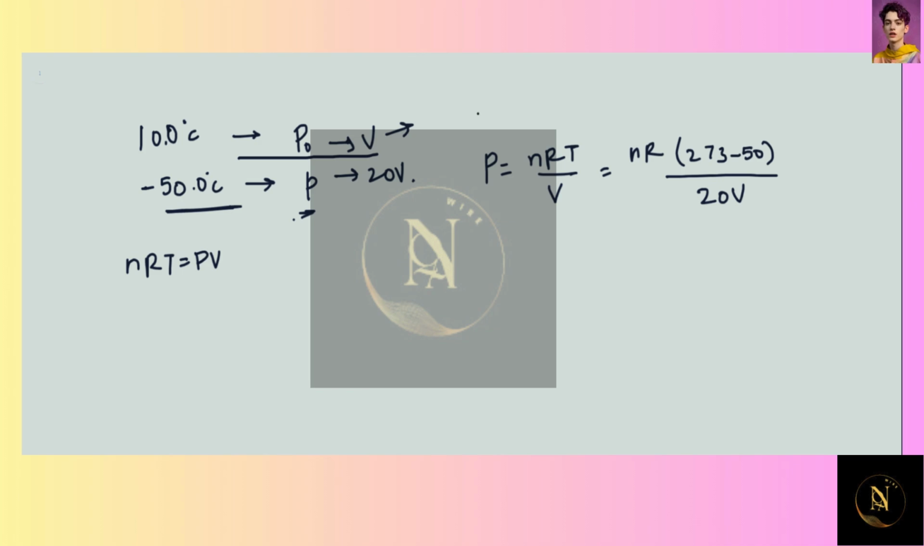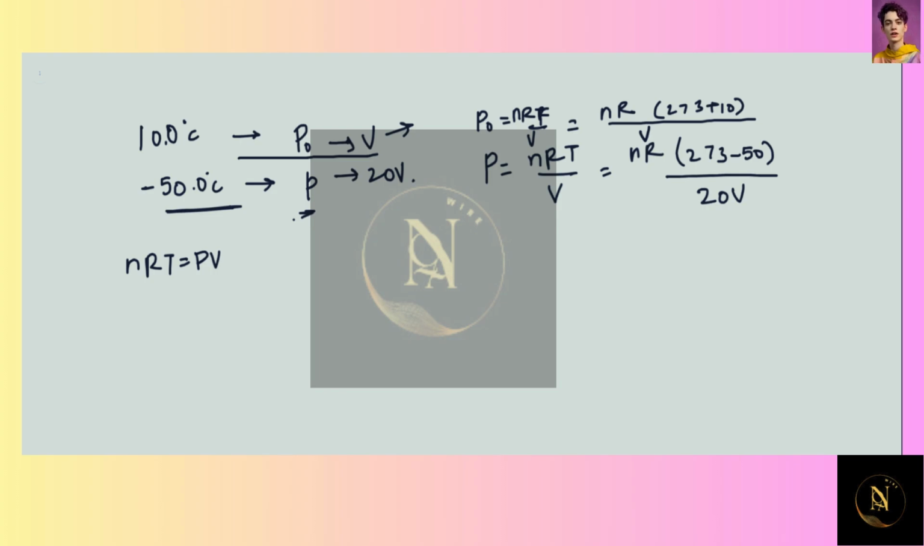Now, remember that for the initial case, for when the balloon was at sea level, we can also write this equation, and we can write P naught is equal to nRT by V, which translates to nR. The temperature there, though, is 273 plus 10 degrees Celsius. So that's 273 plus 10 Kelvin divided by the volume, which is just V.